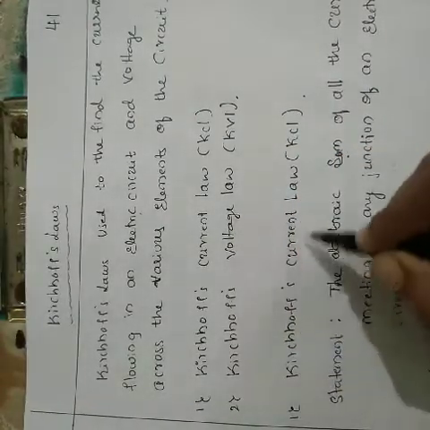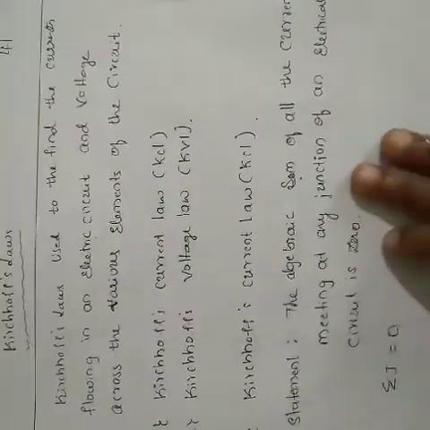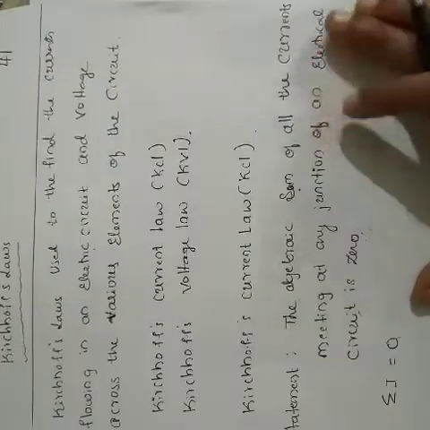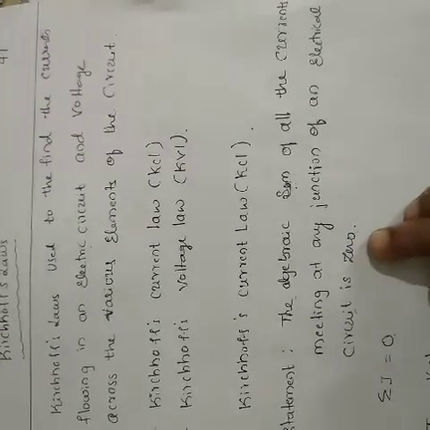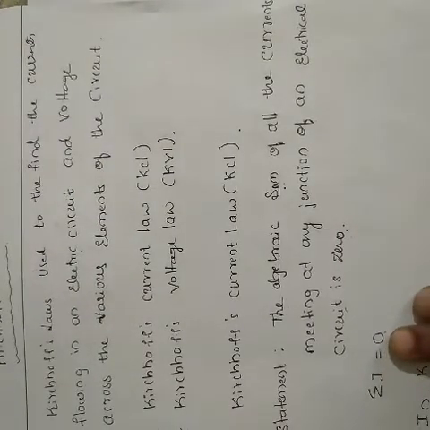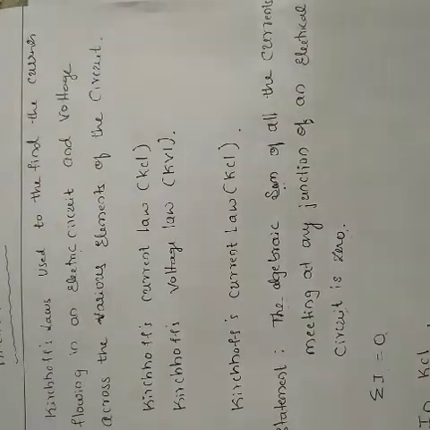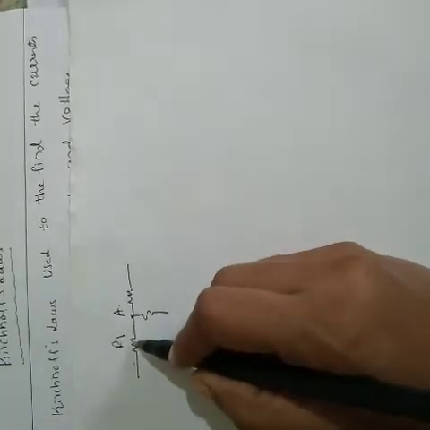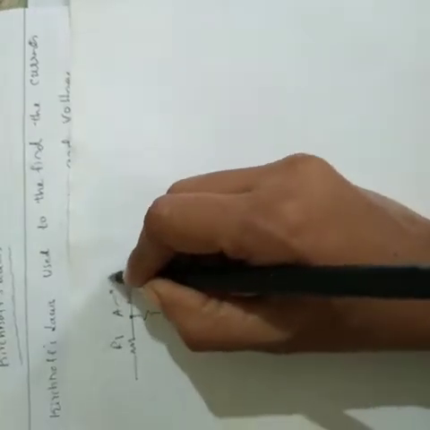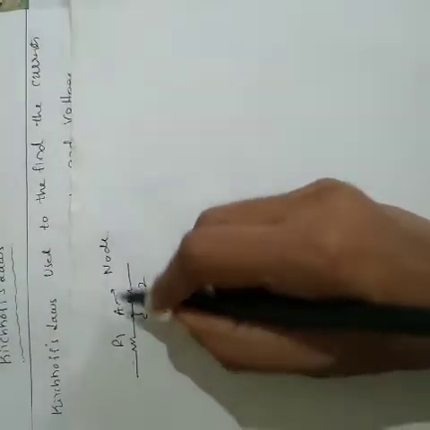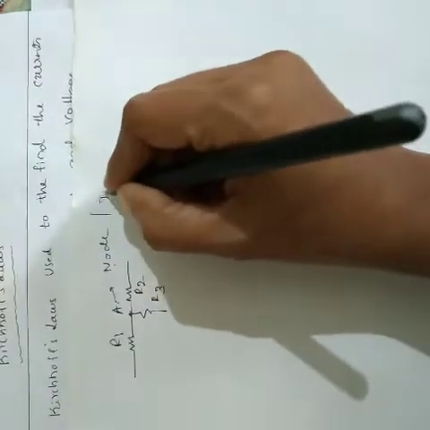First one, Kirchhoff's current law. Statement: the algebraic sum of all currents meeting at a junction point of an electric circuit is 0. That is, the summation of I is equal to 0. Now, see here. This is one simple electric circuit. Here, three resistances, R1, R2, R3, are connected, meeting together at one point, called a node. This is called a node or junction.